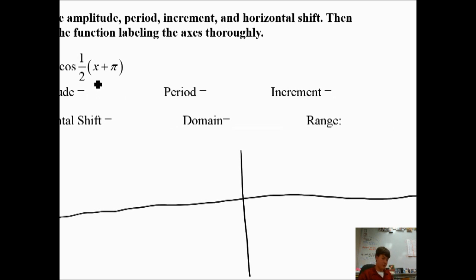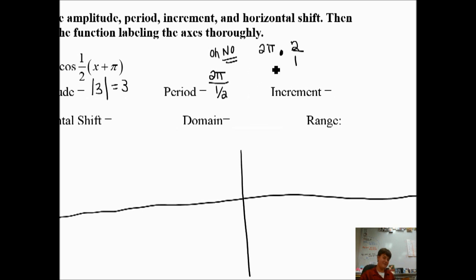So the amplitude is going to be the absolute value of 3, which is equal to 3. The period is going to be 2 pi over 1/2. How do we do this, people? We don't divide by a fraction. We multiply by its reciprocal.